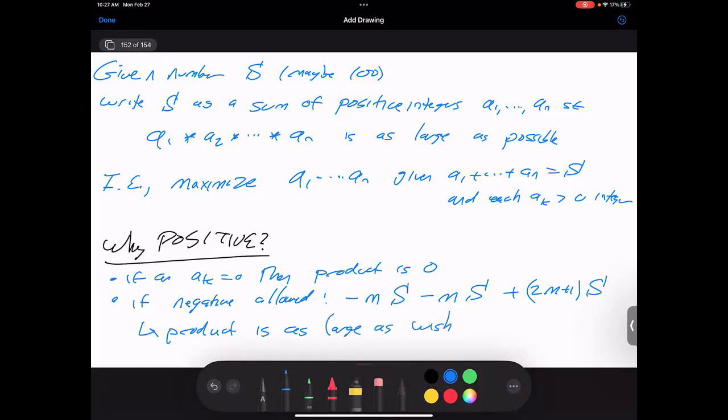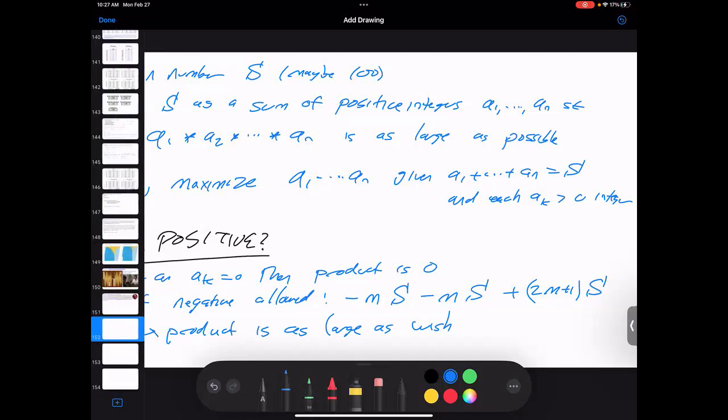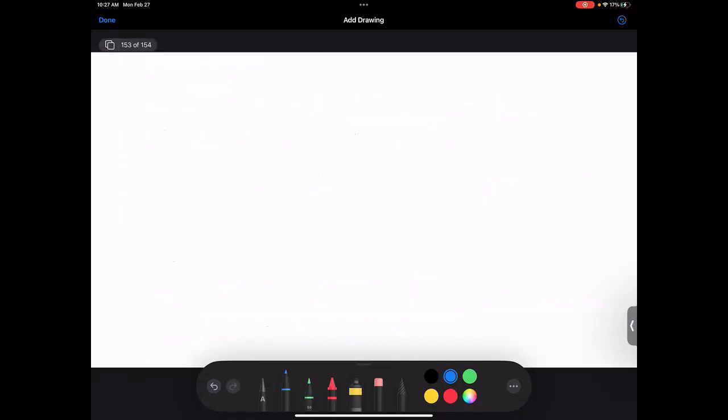Okay, so if I were to allow myself to have negative numbers or 0, then the problem is stupid. I can just make the product as big as I want, or I can make the product 0. I would never want the product to be 0. So clearly, I want my integers to be positive. So what I want you to do now is tell me constraints on the positives.